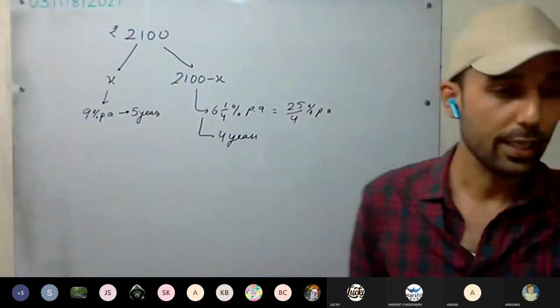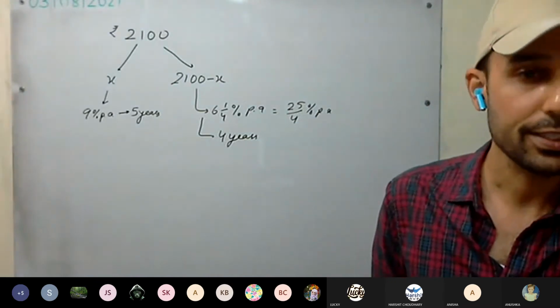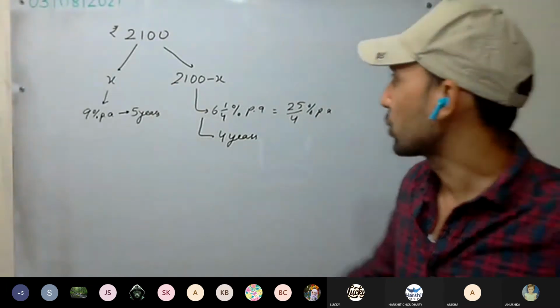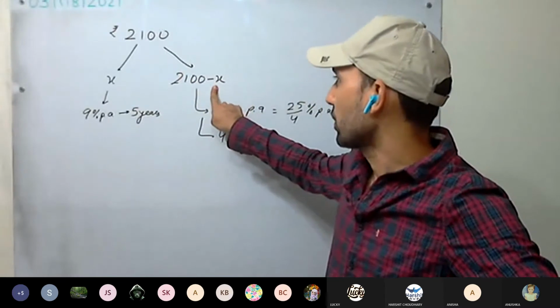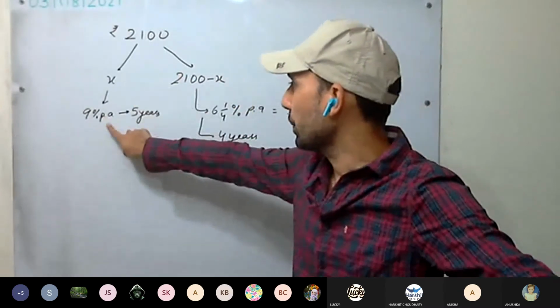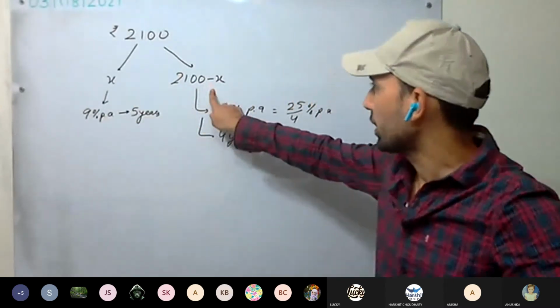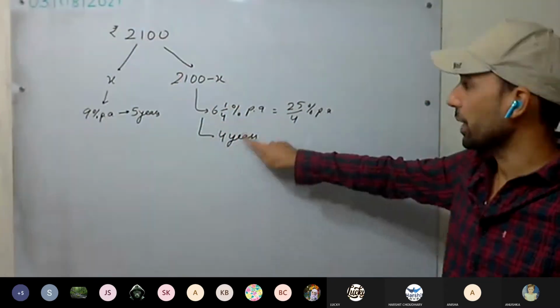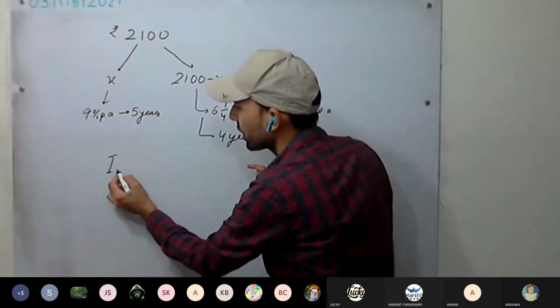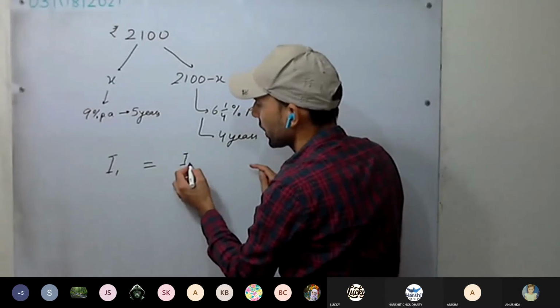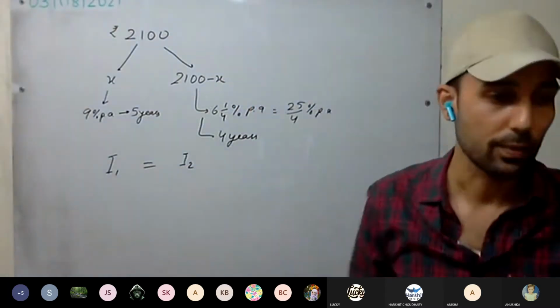So see here, read the question again. A sum of 2,100 is lent out in two parts, x and 2,100 minus x. One part at 9% per annum for 5 years, the other part at 6 1/4% per annum for 4 years. Whatever interest we are getting on the first part is equal to the interest on the second part. It is given. Yes or no?